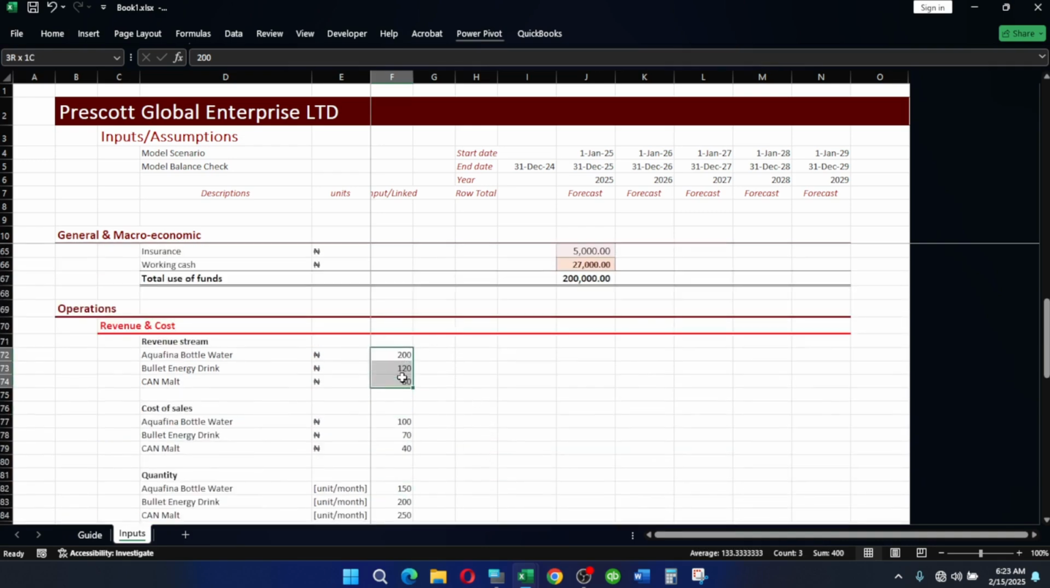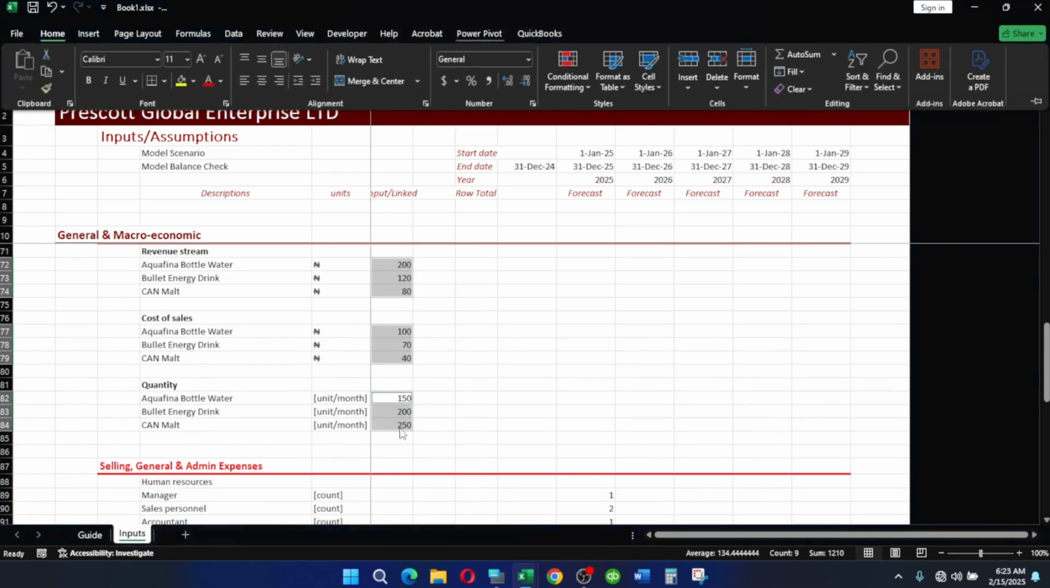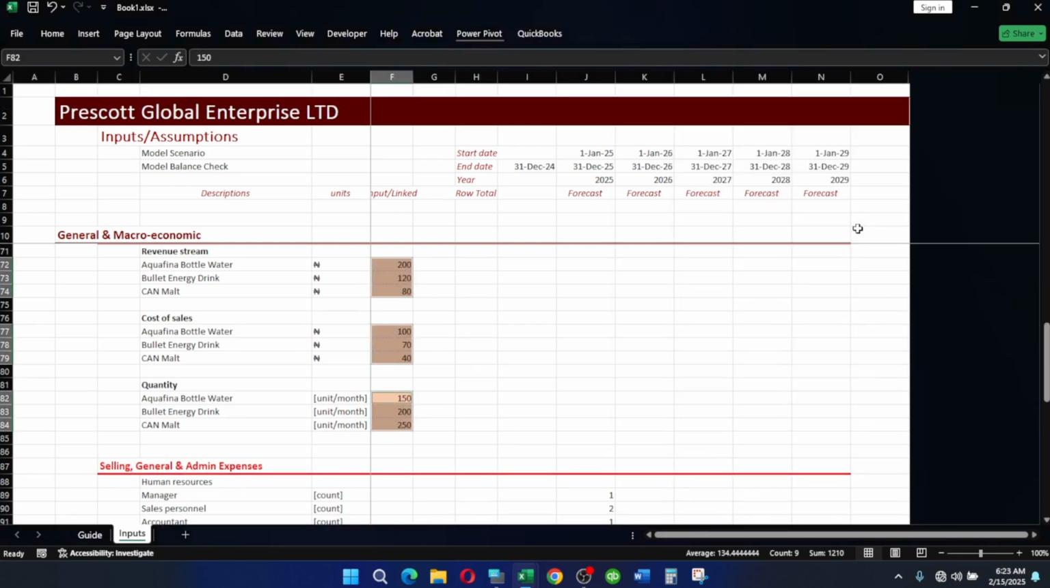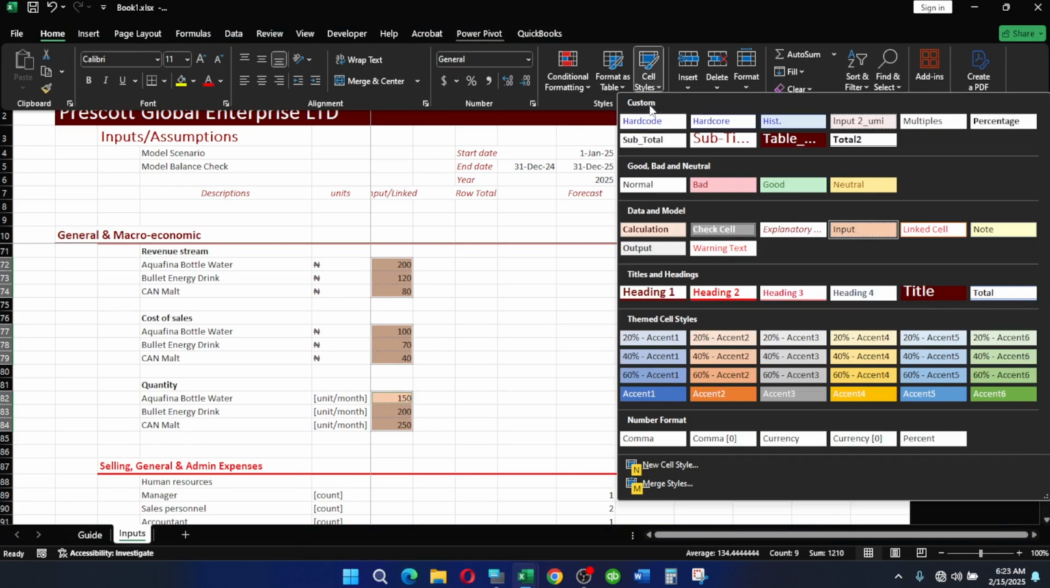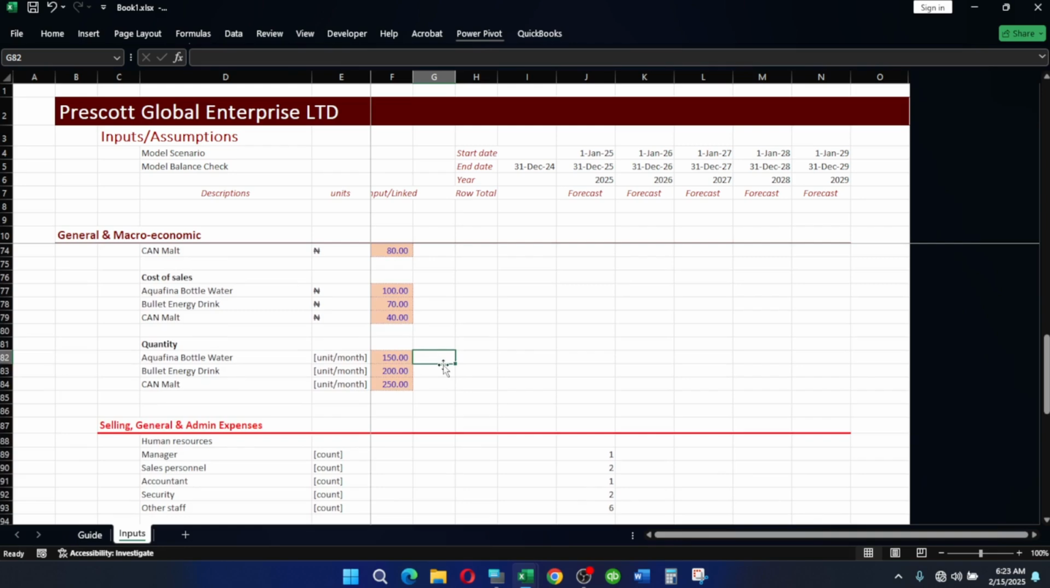So all these things are input data, so I'm going to just apply the format once. You can say input, because they are hard-coded data. I'll just say blue. So you can see this is what we have.